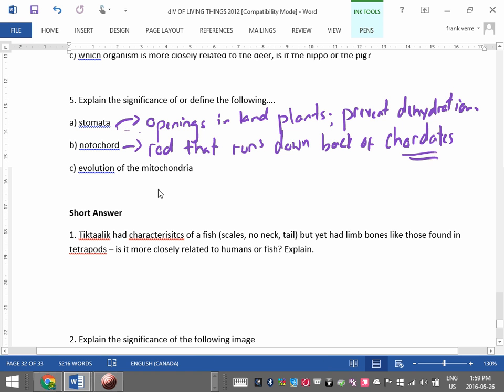Let's say I asked you, significance, evolution of the mitochondria, what would you say? What if on the other side, because if this was a match the column, what if it said evolution of the mitochondria, and on the right there was this word? Yeah. Then why would you match up mitochondria with endosymbiosis? Well, what if I don't write the word endosymbiosis? What is endosymbiosis?